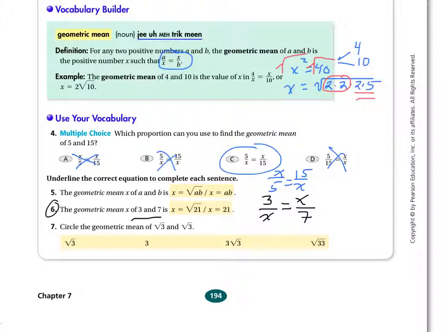So cross multiply: x times x is x squared equals, what's 3 times 7? 21. And then you're going to take the square root of both sides, and then x becomes, are there any perfect squares in 21? 21 is just 3 times 7, right? Both prime numbers, so you cannot simplify that any further. So your answer is the square root of 21. So the geometric mean x is the square root of 21. And so this is the answer we're looking for here.